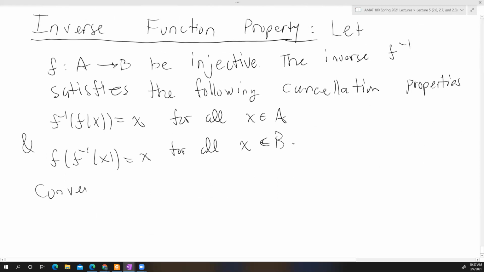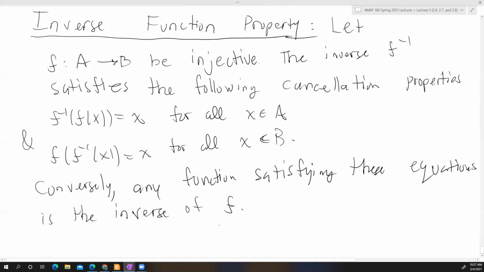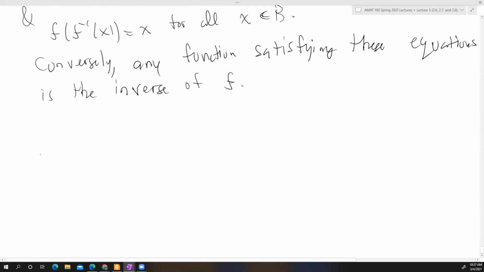And then conversely, any function satisfying these equations, or these cancellation properties, is the inverse of f. So let's look at an example where we do this. We verify these cancellation properties hold.